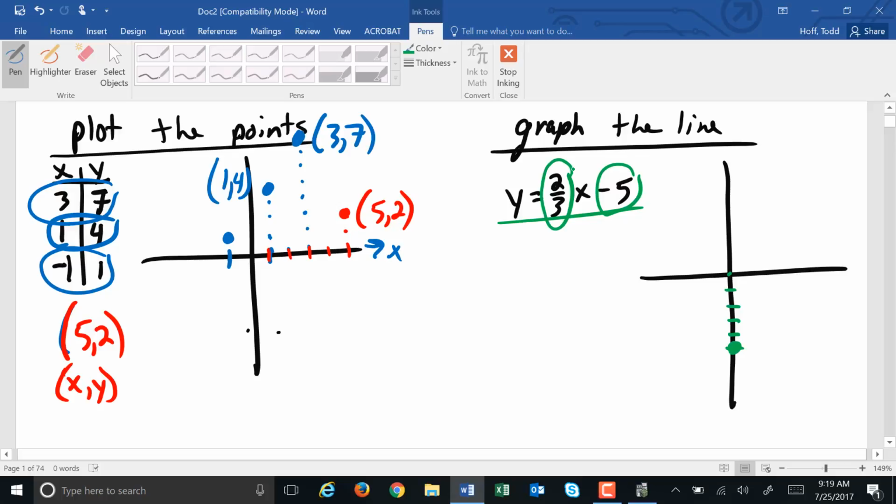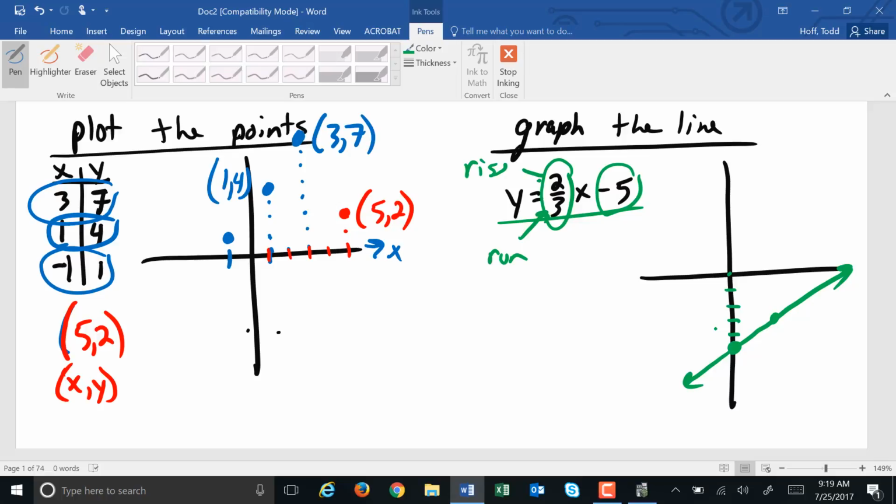That's 2/3. And there I go up and down first. It's a positive 2/3, so I go up 2, then I go over 3, because it's a rise over a run. So if I'm graphing a line from an equation, everything goes up and down first, and then it goes side to side. So it's just very backwards.